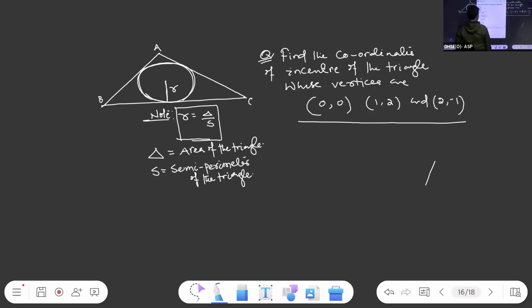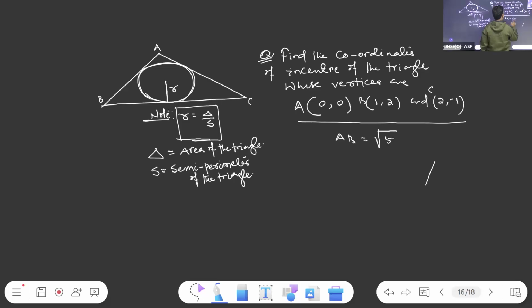One comma 1/3, Subhranshu? I don't think so. First of all, you have to find the length of the sides of the triangle. Okay. This is vertex A, this is vertex B, this is vertex C. What will be the length AB? Length AB will be √5. What is length BC? Length BC is equal to √10. And what is length AC? AC is also √5. AB √5, BC √10, AC √5.